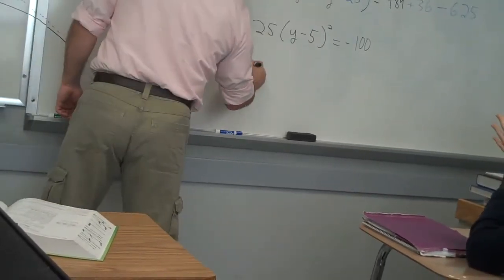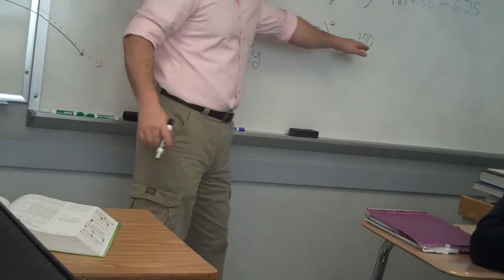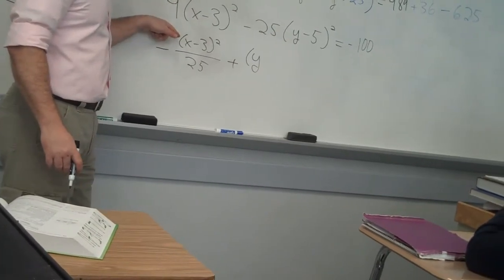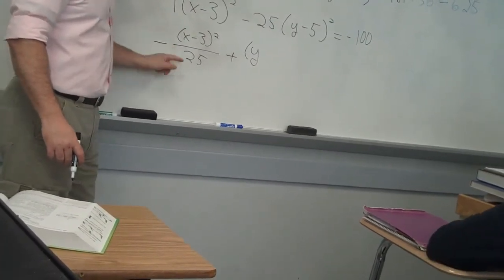Wait, can you do that last step again? Okay, I'm dividing both sides by negative 100. So divide positive 4 by negative 100. Negative 1 over 25 is what it will reduce to.